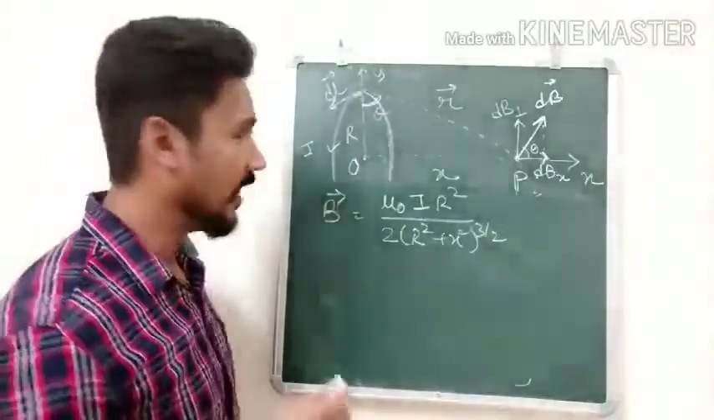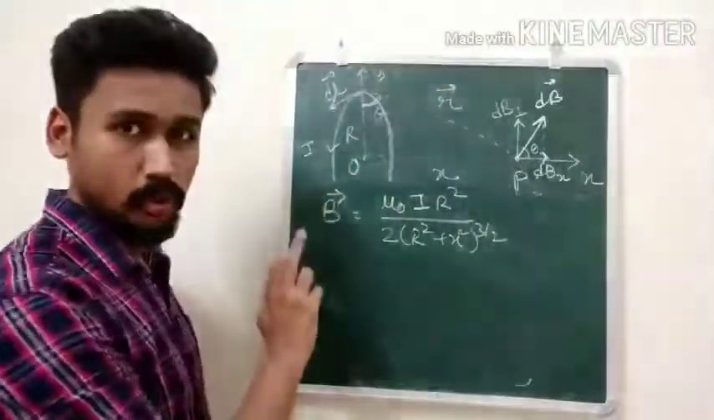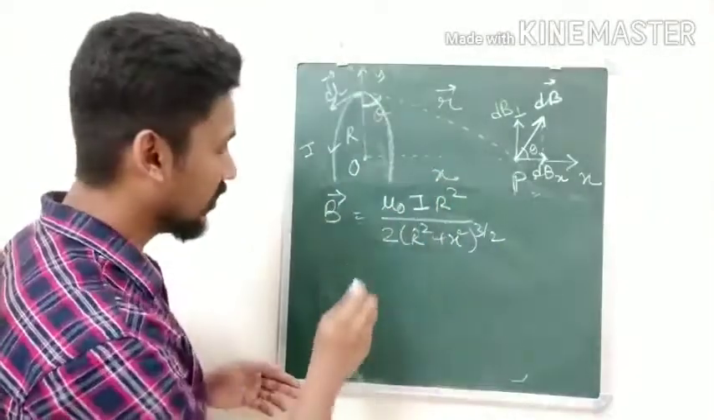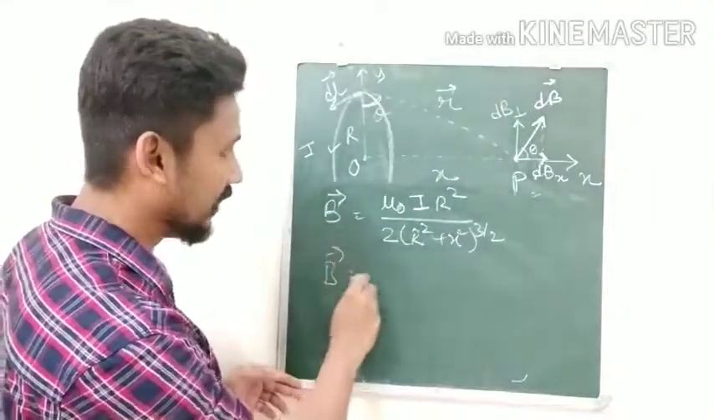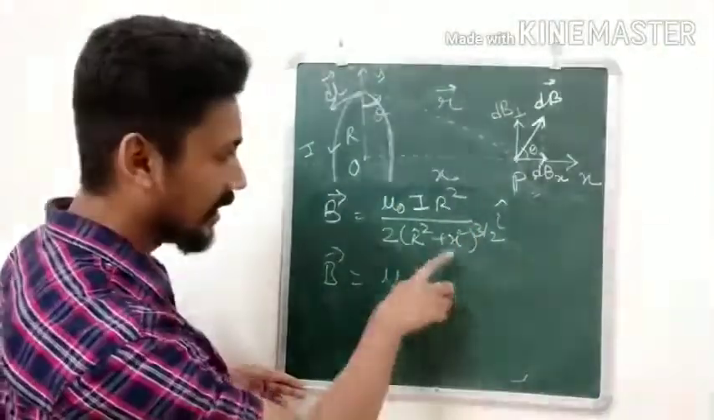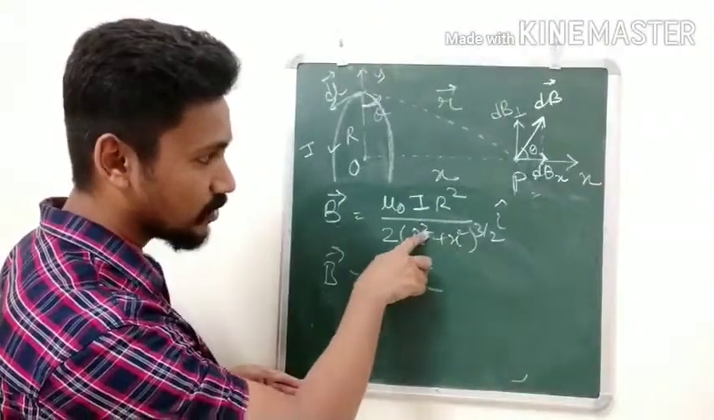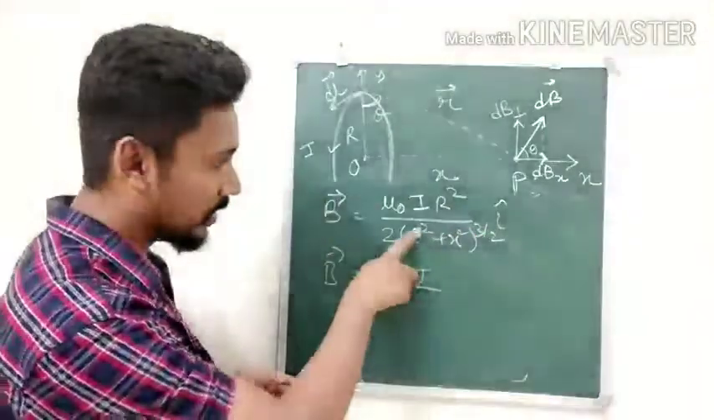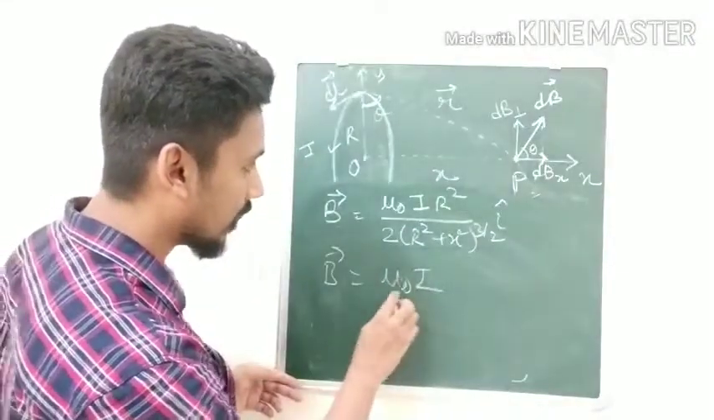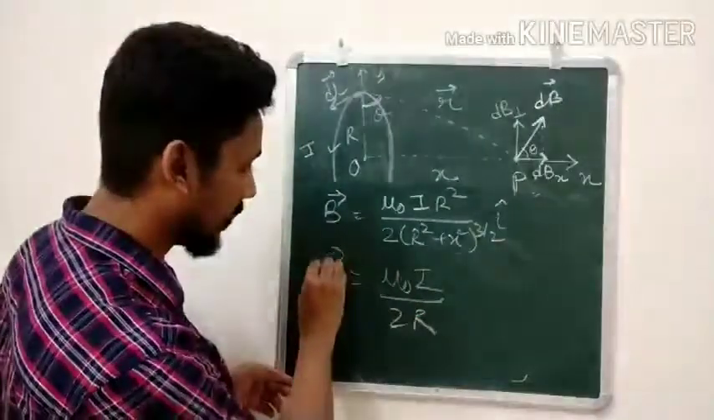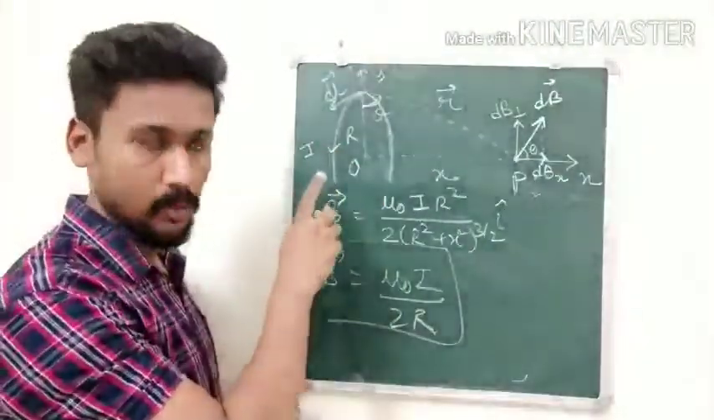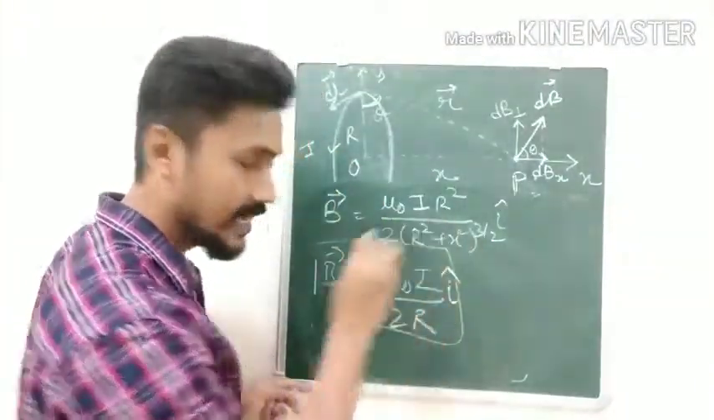One special case: at the center O, x is equal to 0. So this equation becomes B equal to μ0 I, and since x is 0, this will become R square to the power 3 by 2, so it will become R cube. R square upon R cube gives only R. So it becomes μ0 I upon 2R. This will be the magnetic field at the center of the loop, and again the direction would be the same, that is i cap.